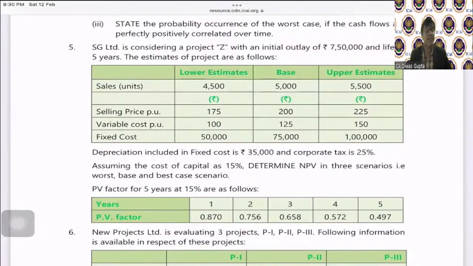Similarly, for the selling price also. So selling price of 175 is the worst. Selling price of 200 is the base. And selling price of 225 is the best.